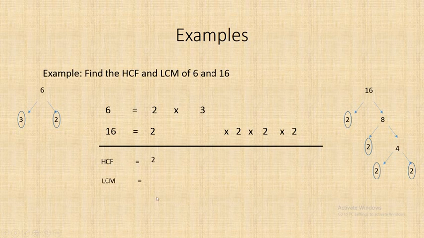And for the LCM, I'm taking all the numbers, like pairs and lonely numbers. So here it's 2, and I will multiply after that by 3, then the 2, then the 2, then the last 2, and after that multiply them together to get the LCM. So 2 times 3 equals 6, and 6 times 2 equals 12, 12 times 2 equals 24, and 24 times 2 equals 48, and this is the LCM of 6 and 16.